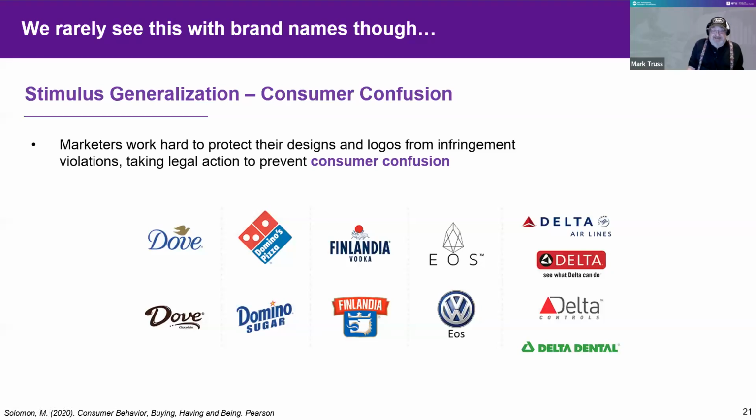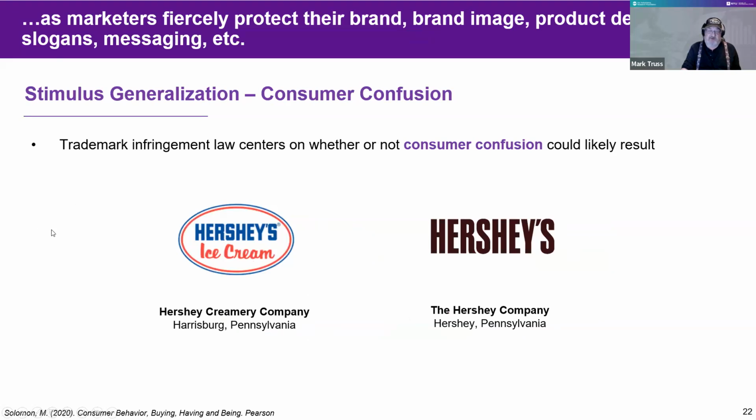Marketers work very hard to protect their designs and logos from infringement, and they take legal action to prevent it. And the standard of this is pretty much, will the consumer be confused by the other name, right? Now, some of these are clearly in different categories, right? Dove skin products and Dove ice cream, Domino's pizza, Domino's sugar, right? These are clearly in different categories. But what happens when they're in a similar or adjacent category, where you have the Hershey's Chocolate Company in Pennsylvania? Everyone knows Hershey's chocolate. And the Hershey's Creamery Company, also of Pennsylvania, but they just sell ice cream.